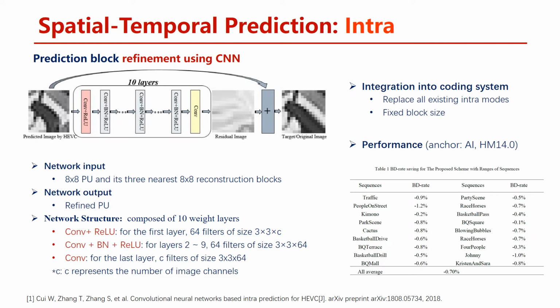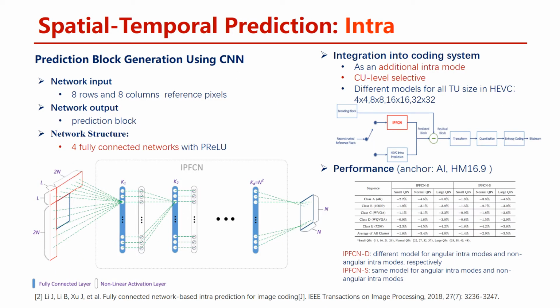A second module well studied in the hybrid coding framework is intra prediction. Convolutional neural networks are used to refine intra prediction blocks. This module may replace all existing intra modes and a small coding gain is shown. The second work proposes to use a fully connected neural network to generate a prediction block directly from neighboring reference pixels. The neural-network-generated prediction block is used as an additional mode and can be selected at the CU level. And it is studied to use the same or different models for angular and non-angular modes.